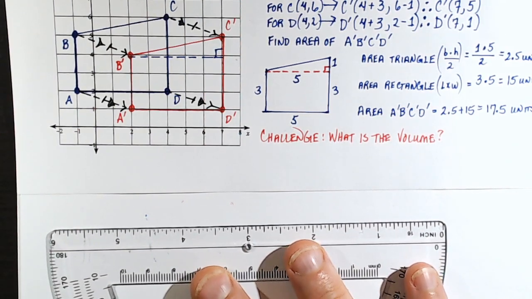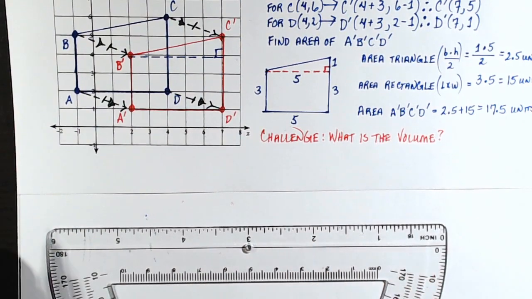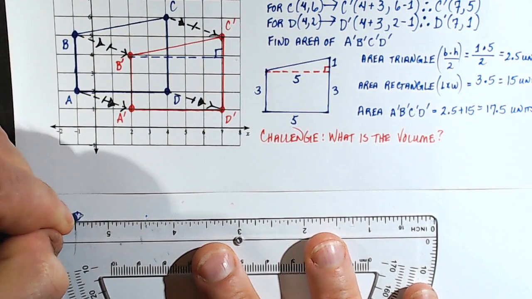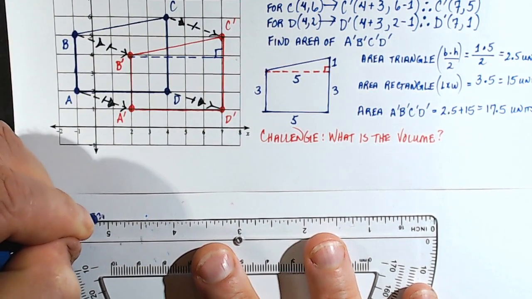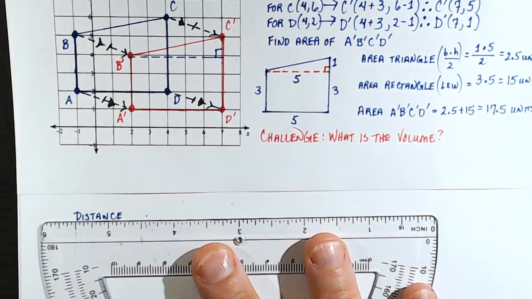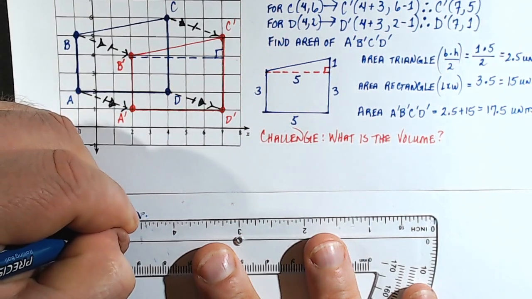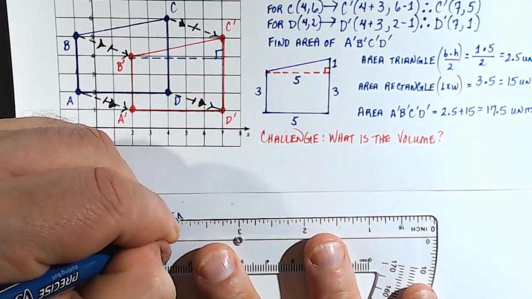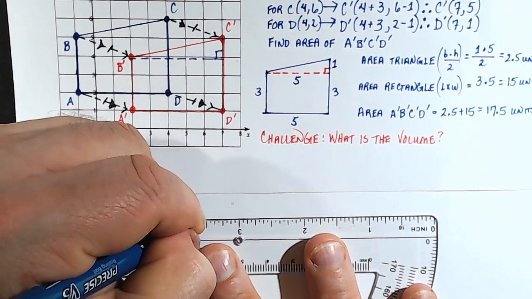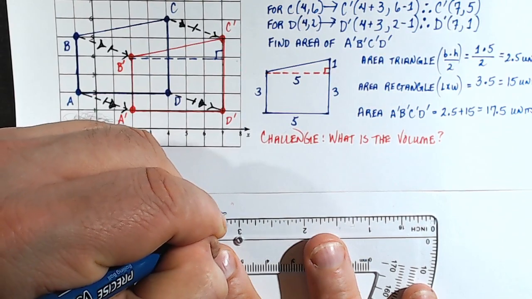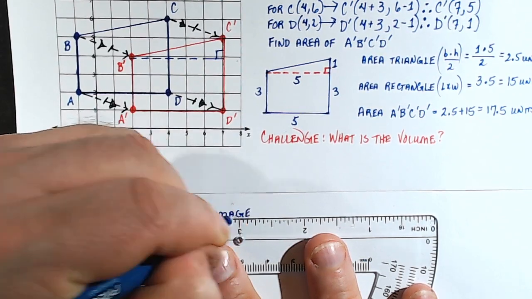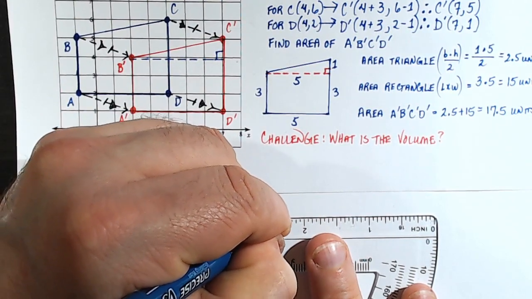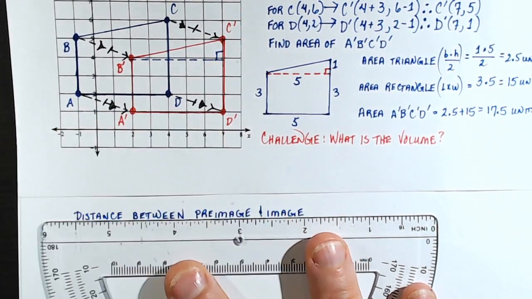First, we have to work out the distance between, and it doesn't matter which pair of points we use. We need to know the distance between the pre-image and image coordinates.